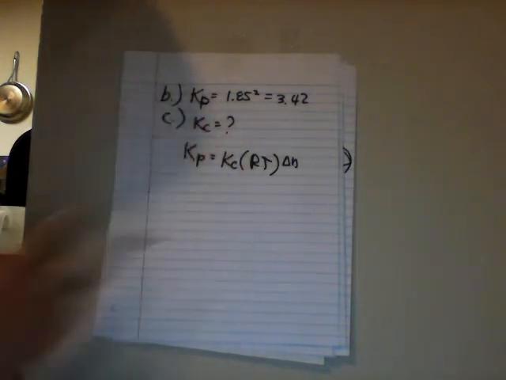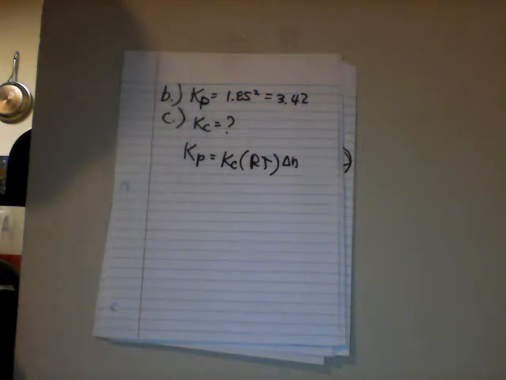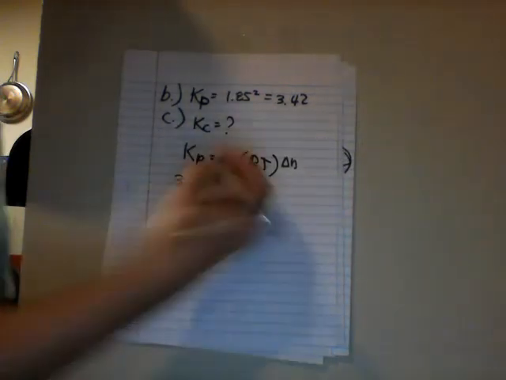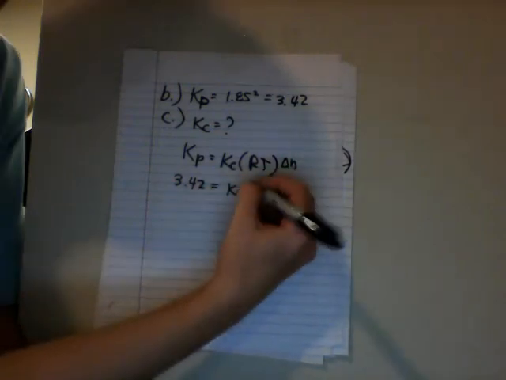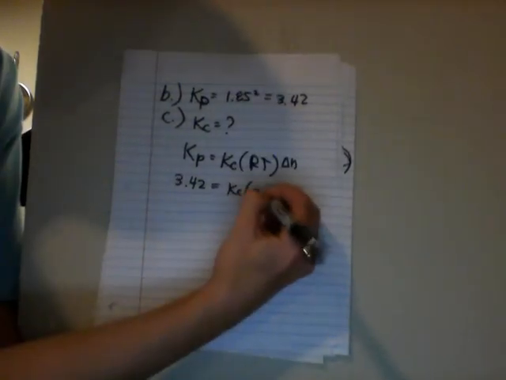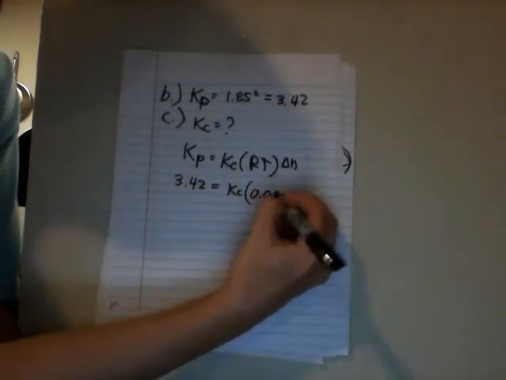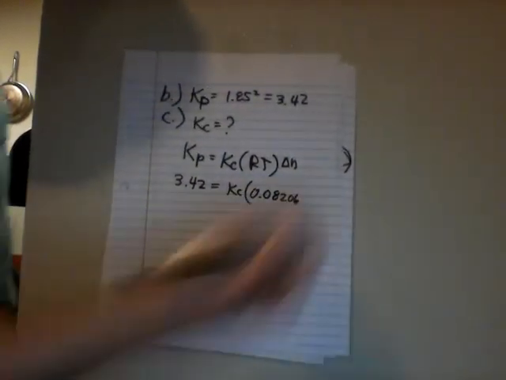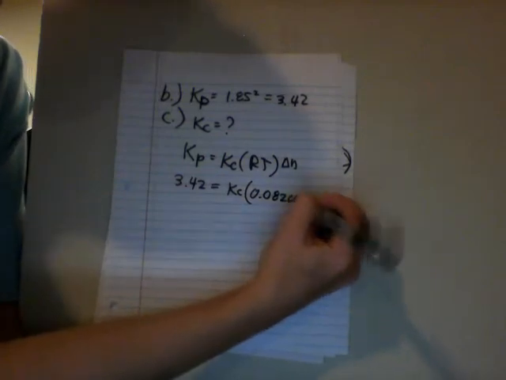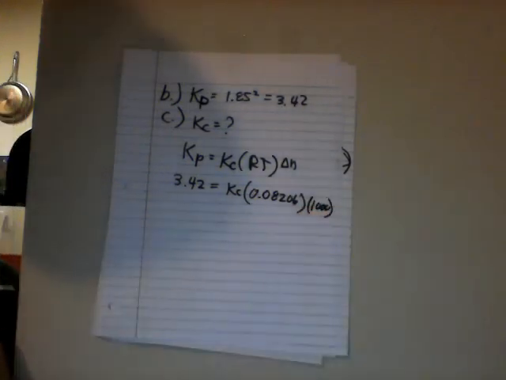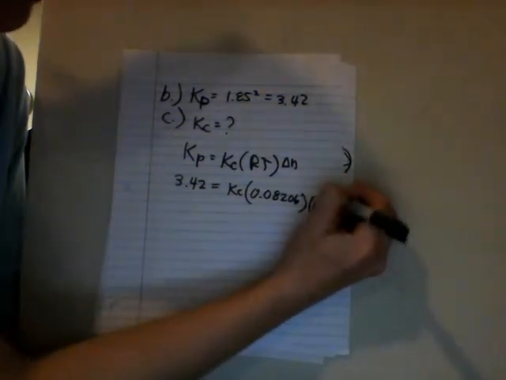The question says what's the value of KC for the reaction in part B. So we have to use the KP value that was given in part B. So that means 3.42 is equal to, we're looking for KC. Now, our R is a gas constant. You guys have seen that before with PV equals nRT. And then temperature is always in Kelvin, and they give it to us in the problem as 1,000. And now all we need to find is that delta N.